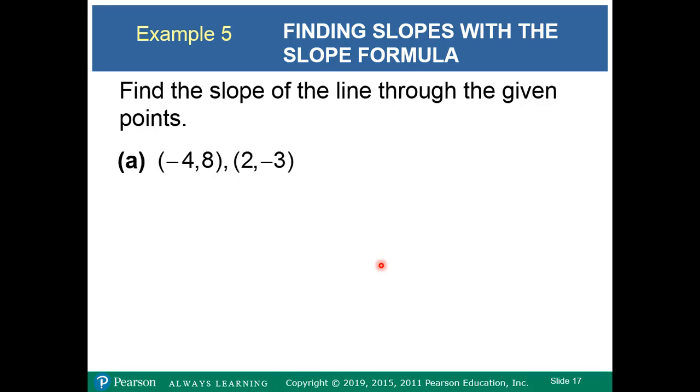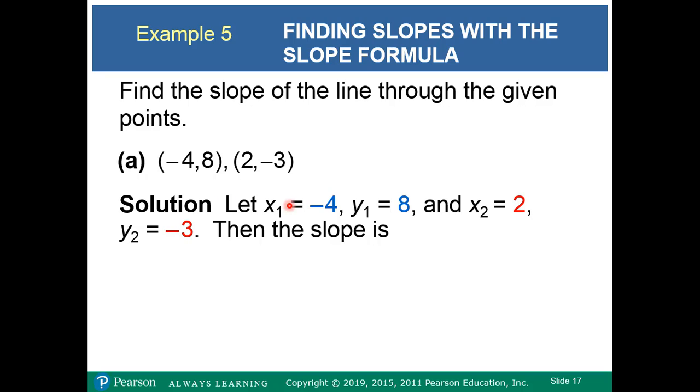So find the slope of the line that goes through these 2 points. What we're going to do, again, is pick a point, and it doesn't matter which one you start with, and we're going to subtract off the corresponding y values and x values. Remember, it's going to be rise over run, delta y over delta x, change in y over change in x, however you want to remember it. So we're going to let x1 be -4 and y1 be 8. x2 is 2 and y2 is -3.